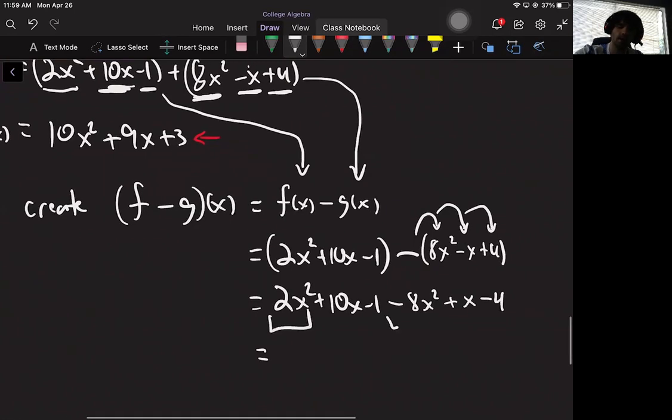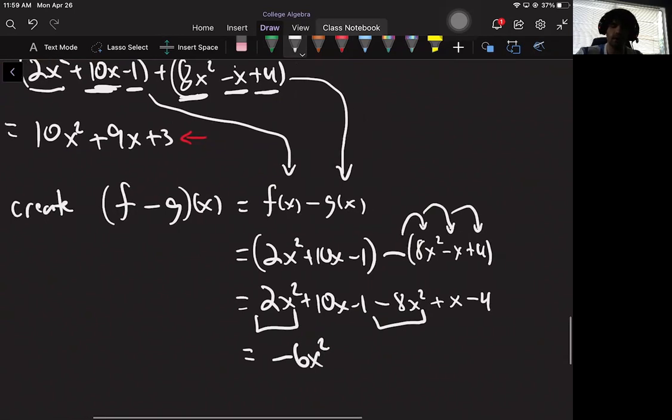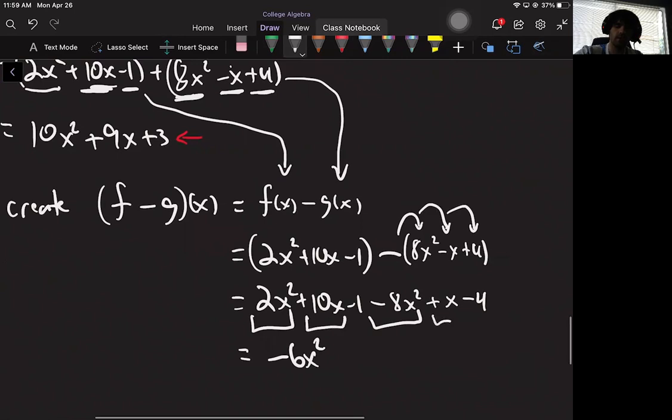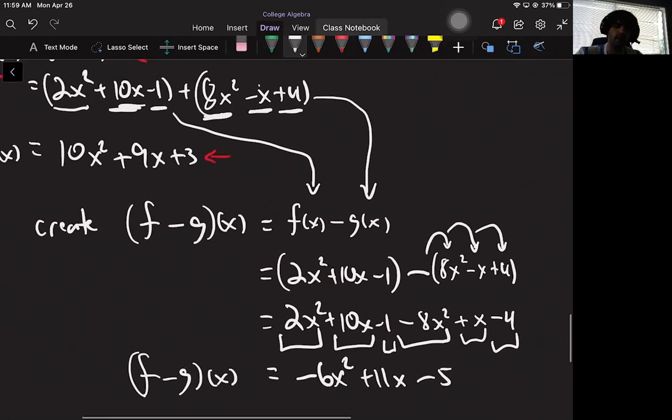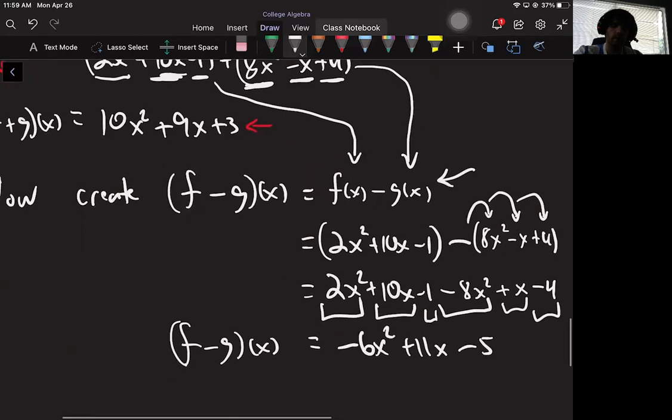2 minus 8 gives me negative 6 of the x squareds. 10 plus 1 gives me 11 x's, and minus 1 minus 4 gives me minus 5. So this is what f minus g of x is. And we calculate it using this formula, which is just subtracting the two polynomials. And then again, this is just the name of what we've created.